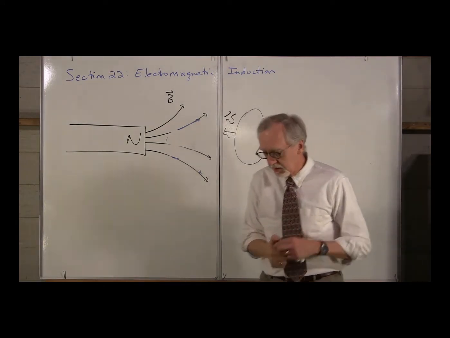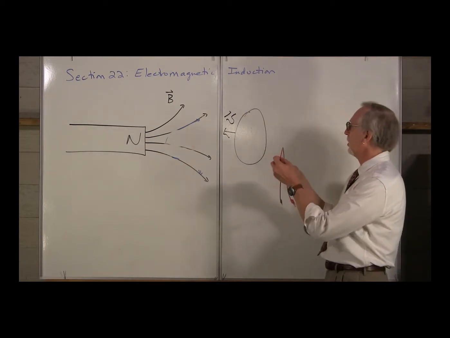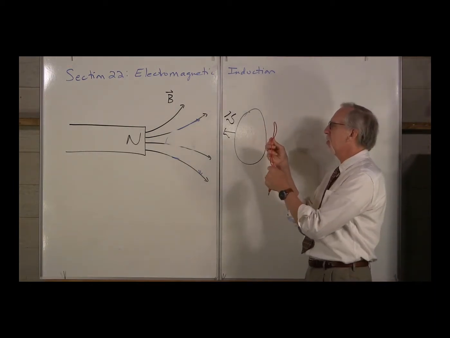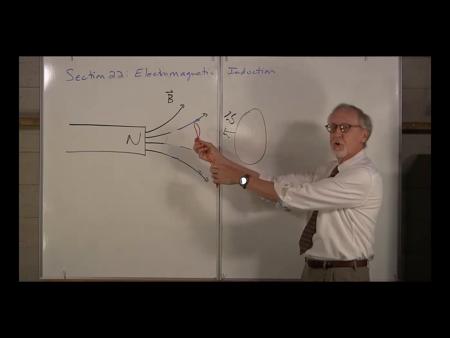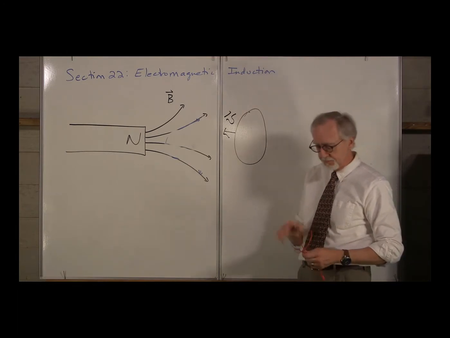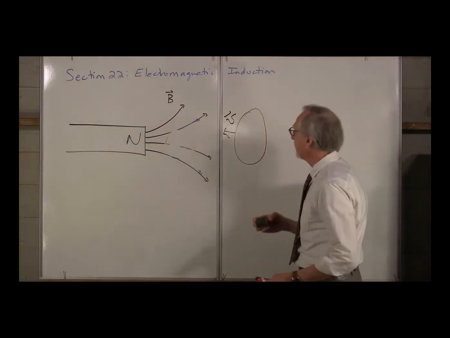Here was our situation. We have our loop, well, it's a much bigger loop here in the picture. We have our loop, and we move our loop through the magnetic field. And what do we find? We find a current in the loop. Excellent. Not completely surprising. Let's try something a little bit different.